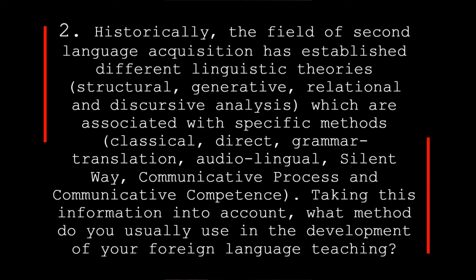The second one is, historically, the field of second language acquisition has established different linguistic theories: structural, generative, relational, and discursive analysis, which are associated with specific methods: classical, direct, grammar translation, audiolingual, silent way, communicative process, and communicative competence. Taking this information into account, what method do you usually use in the development of your foreign language teaching?